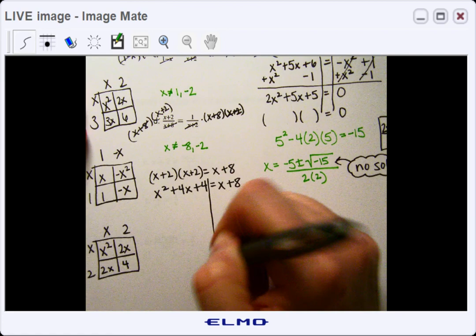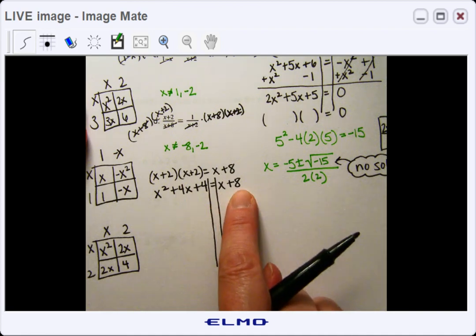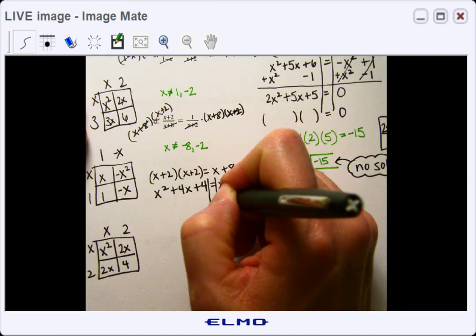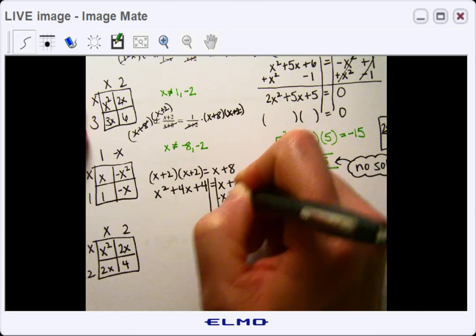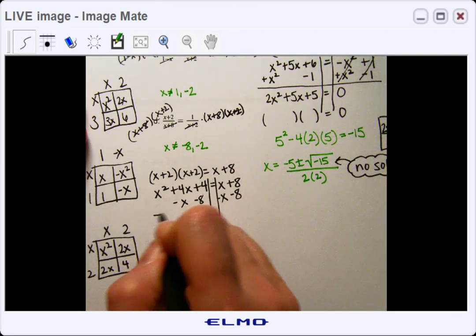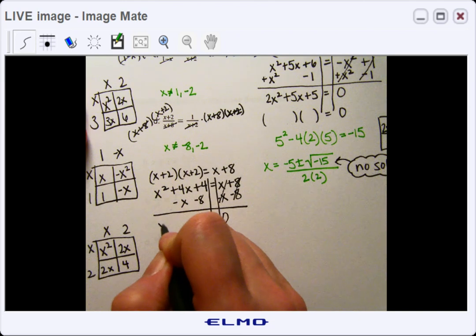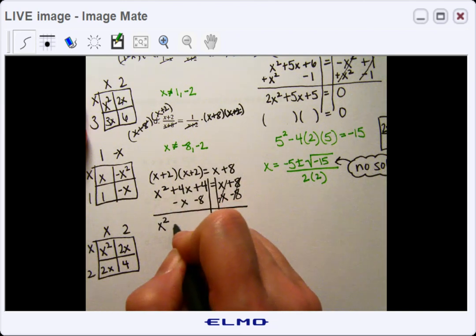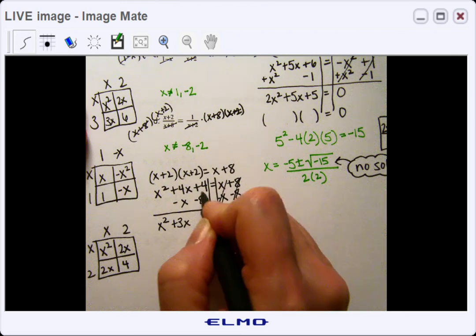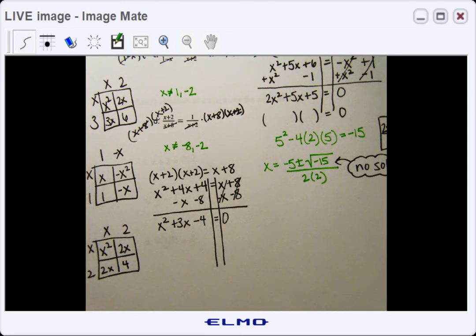And then we'll use that same strategy because it's quadratic since the highest term is x squared. And we're going to subtract both of these terms so that we have a 0 on the right side, and line them up under their appropriate term. And we'll see, so we definitely get a 0 over here. And then this is x squared, 4x minus x is 3x, and 4 minus 8 is negative 4. Okay, so now we'll try and factor this quadratic and see if we can get something that works.